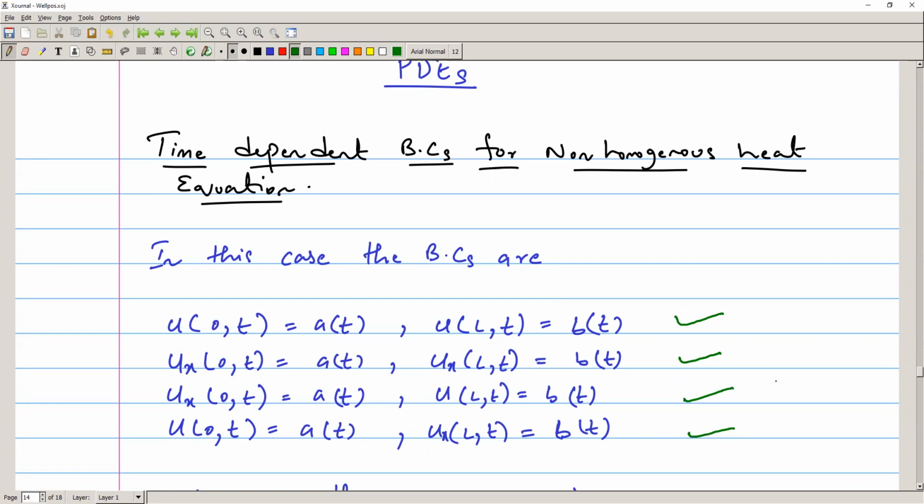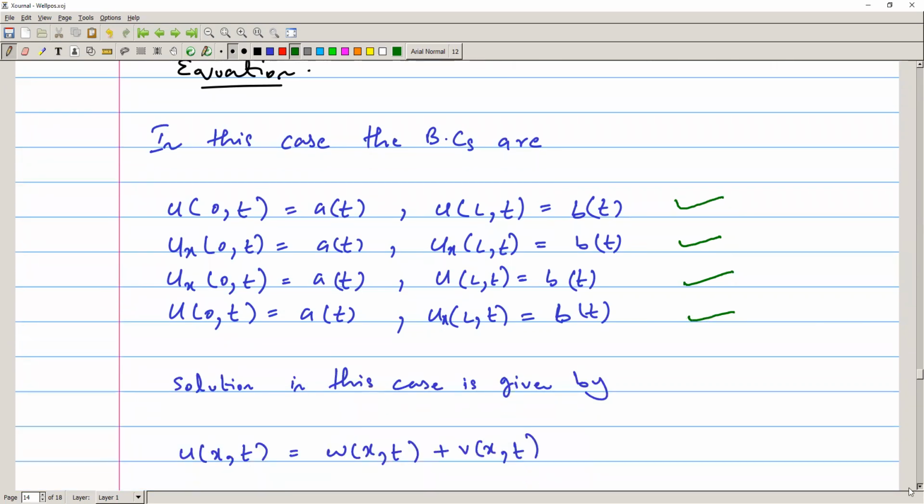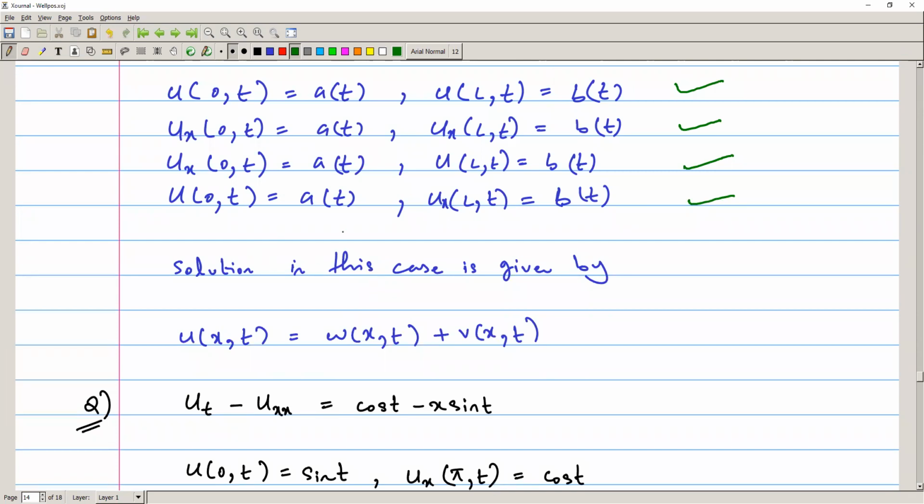All right, you already know about this. So now let's see. The solution in this case is given by u of x,t is equal to w of x,t plus v of x,t. Now the change is that these both are functions of x and t. Previously, v was only a function of x, but in this case, v is a function of x and t. So both w of x,t and v of x,t will be functions of x and t, right? So let's take an example and we'll see how to solve that.